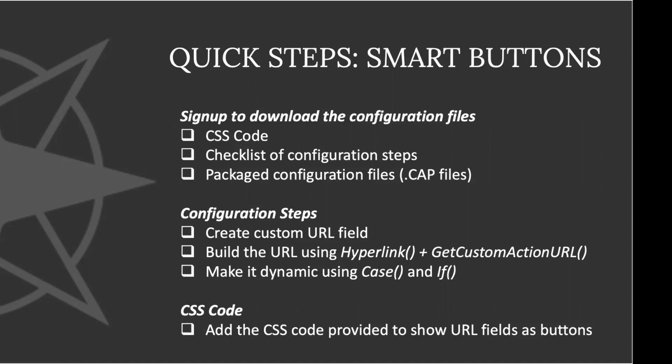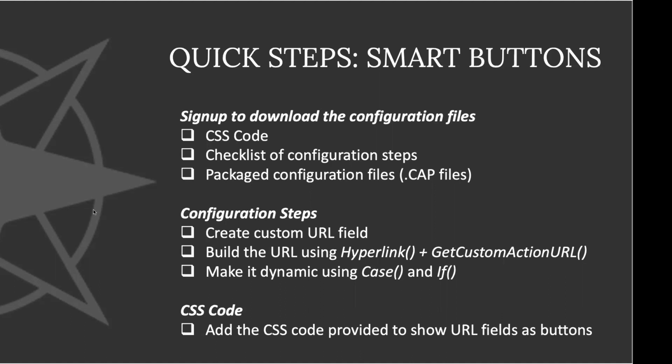The configuration steps you need to actually take is first you need to create your custom URL field. We called ours action. Then you build the URL using the hyperlink function and get custom action URL to get the hyperlink for the custom action. Finally, you can make it dynamic using case statements and if statements as well. And don't forget, you need to paste the CSS into the global settings.